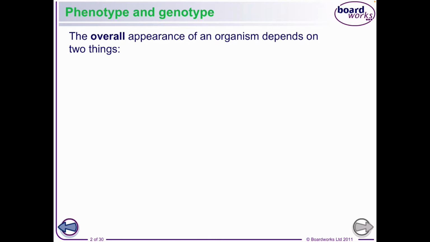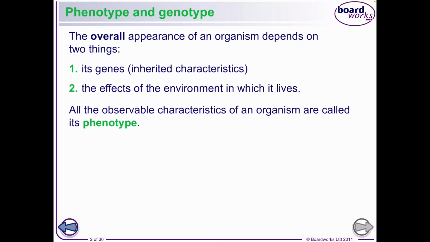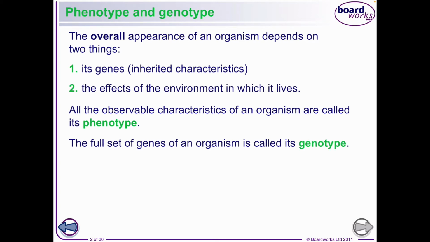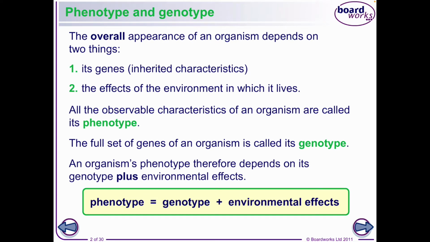Everybody's appearance is determined by two things. There's your genes, the inherited characteristics that you get from your parents, and there's also the environmental effects. And all the observable characteristics of an organism are referred to as its phenotype. The genes an organism has are its genotype. So an organism's phenotype depends on its genotype plus environmental factors.